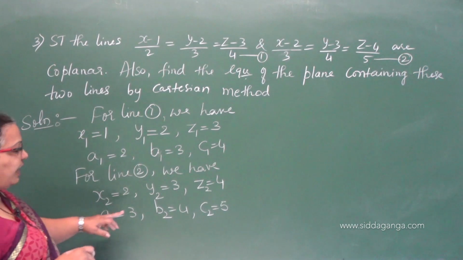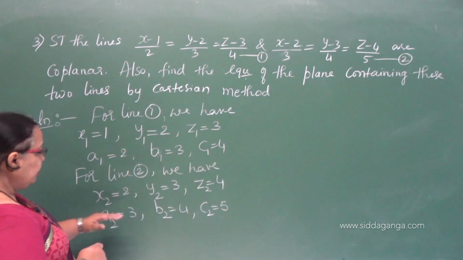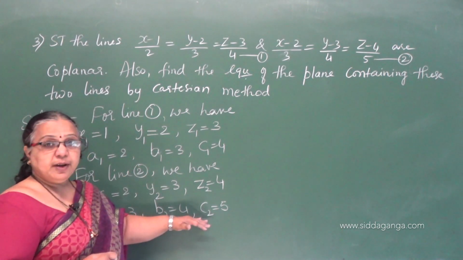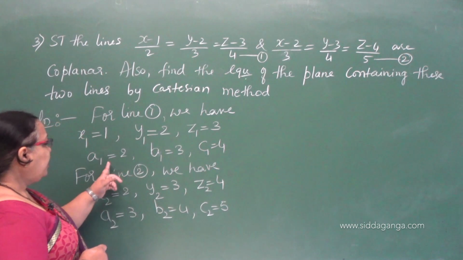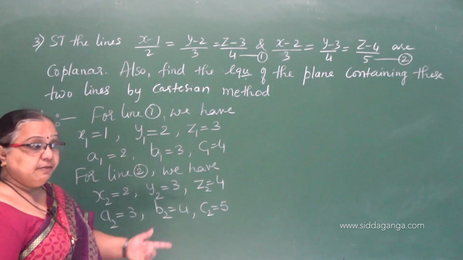These are the direction ratios of vector B2. These are the direction ratios of vector B1.